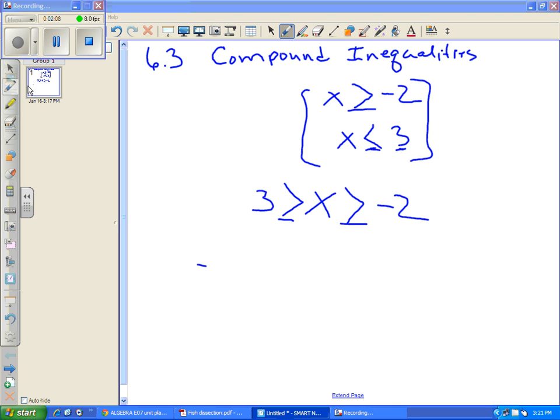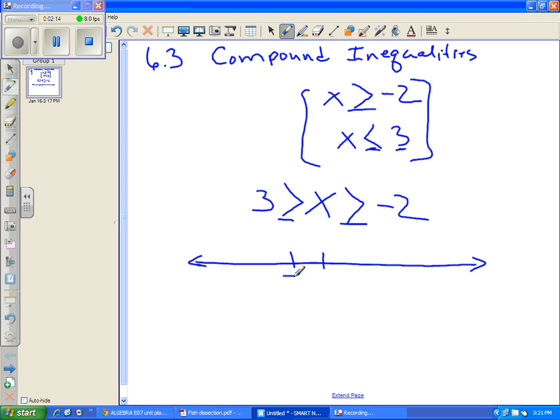So I'm going to put a number line right over here. I'm going to put 0 here, -1, -2, and 1, 2, and 3. I know that x is less than or equal to 3, so I'm going to put a circle around here and fill it in. I'm going to use a different color just for our example right now. You don't have to do that. And I also know that -2 is included, so I need to fill in that circle. And I know that x is everything in between here.